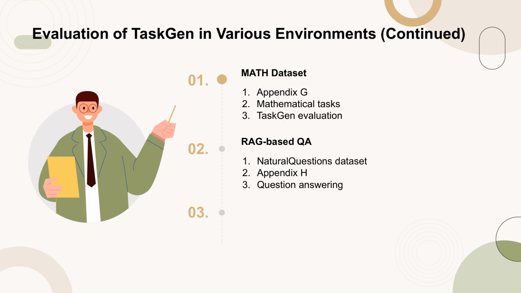Continuing our evaluation, we turn to the math dataset, as detailed in Appendix G, where TaskGen is assessed on its ability to handle mathematical tasks. This section highlights TaskGen's capability in processing and solving mathematical problems. Finally, we evaluate TaskGen in a RAG-based question answering (QA) scenario using the natural questions dataset, as described in Appendix H. This part of the evaluation demonstrates TaskGen's effectiveness in answering complex questions, further underscoring its versatility across different domains.